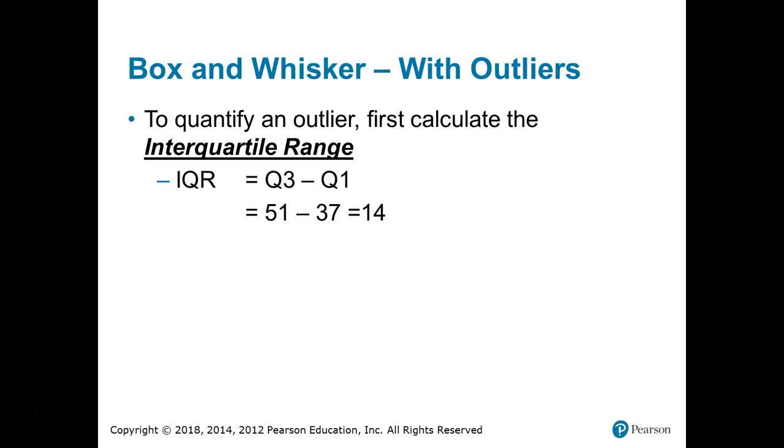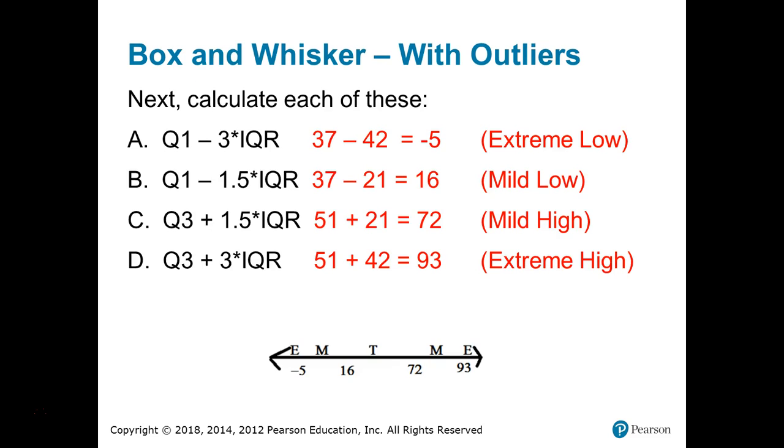So how would you quantify an outlier? So first you have to calculate what's called the interquartile range, which is going to be the value of Q3 minus the value of Q1. So the interquartile range is 14. So there are 14 ages in which 50% of all the data fall. So 14 is your interquartile range.